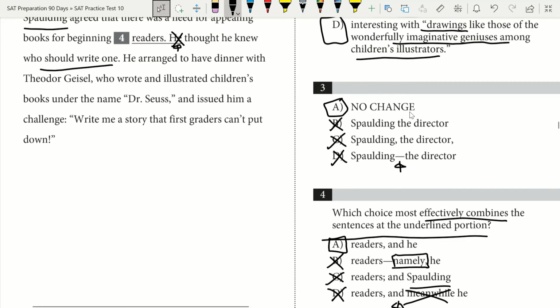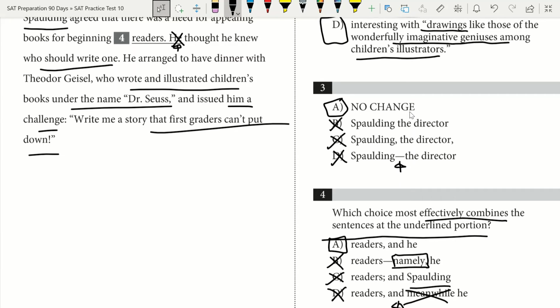All right, he arranged to have dinner with Theodore Geisel, who wrote and illustrated children's books under the name Dr. Seuss, and issued him a challenge. Write me a story that first graders can't put down.